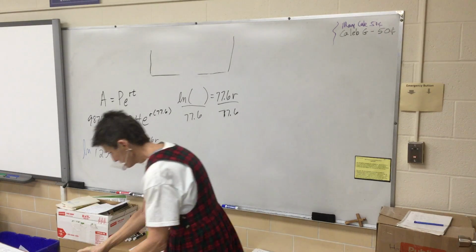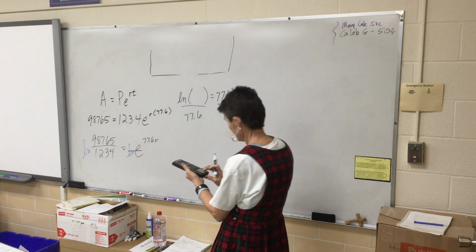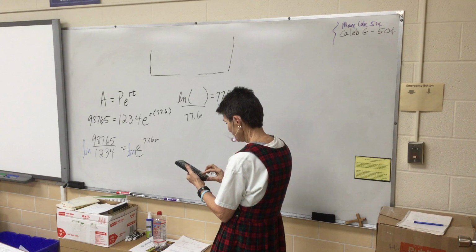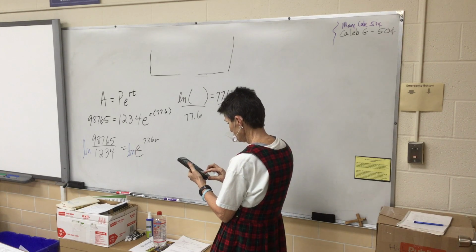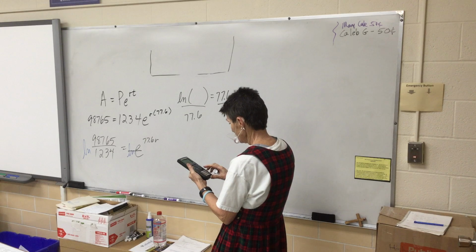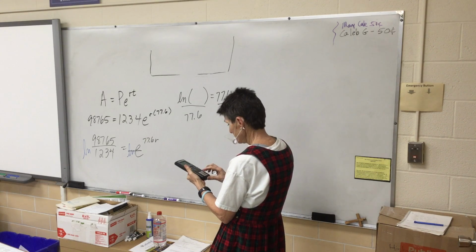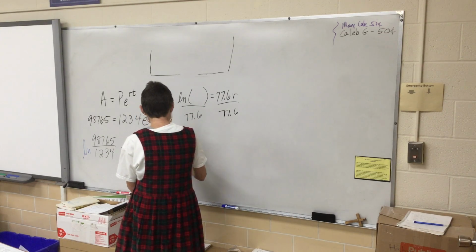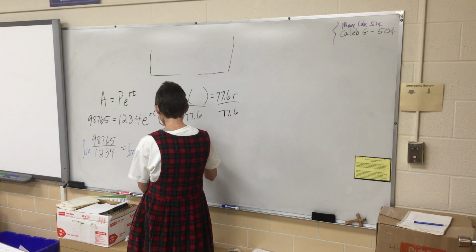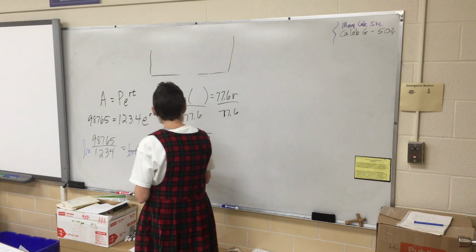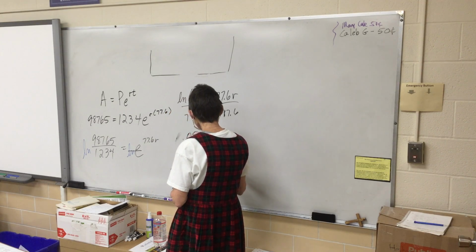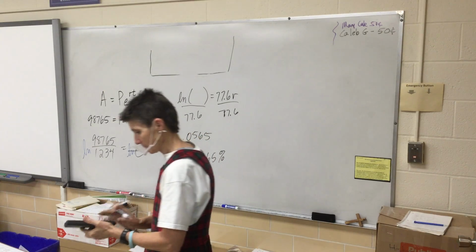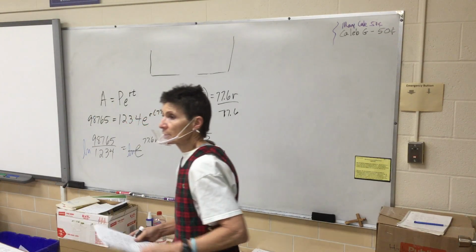So our answer will be ln of 98,765 divided by 1,234, all divided by 77.6. I got 0.0565, or about 5.65%. Does that make sense?